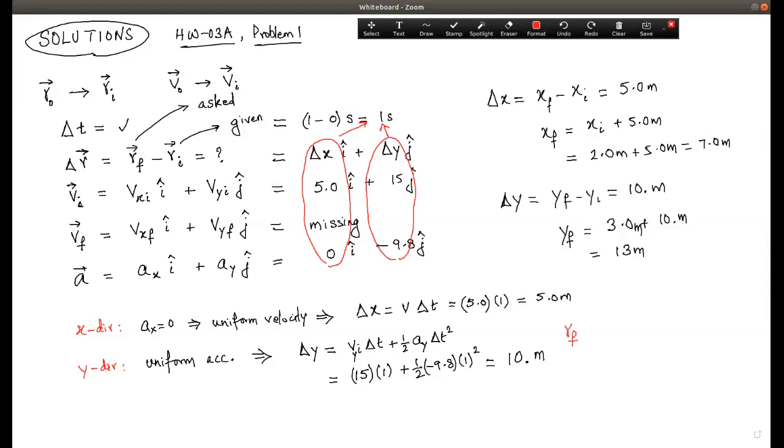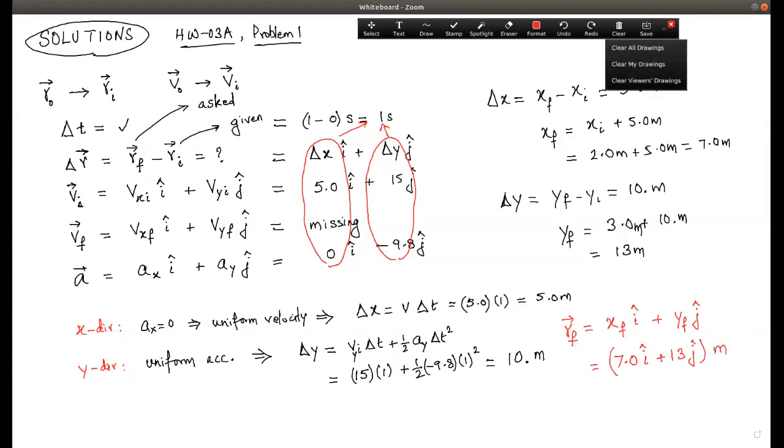R final would be equal to x final in the i direction plus y final in the j direction. So that's equal to 7.0 i plus 13 j, and these are having the units of meters. So it's meters.